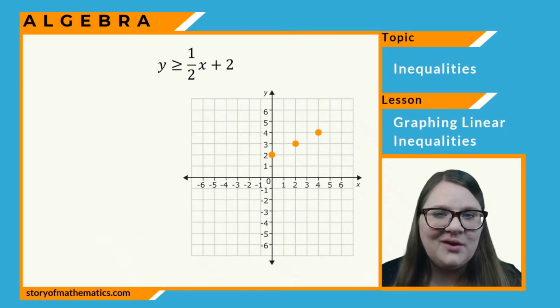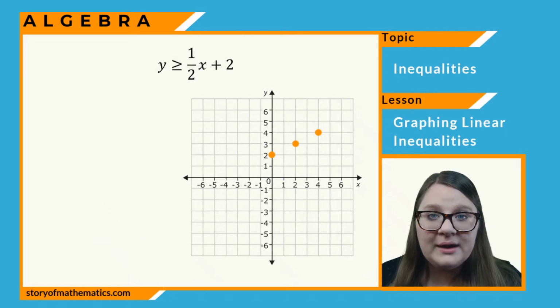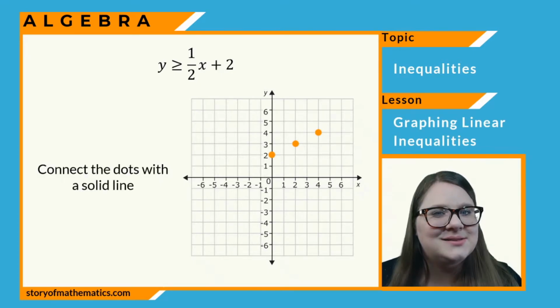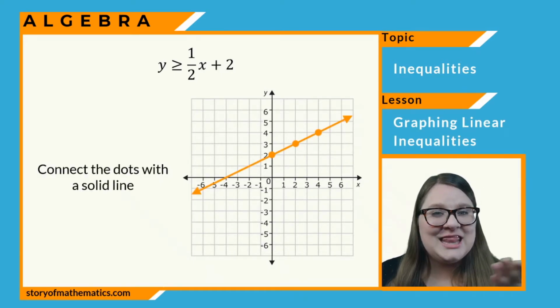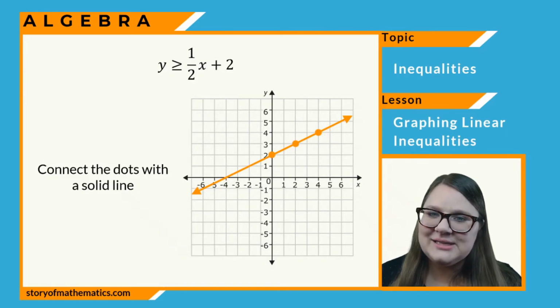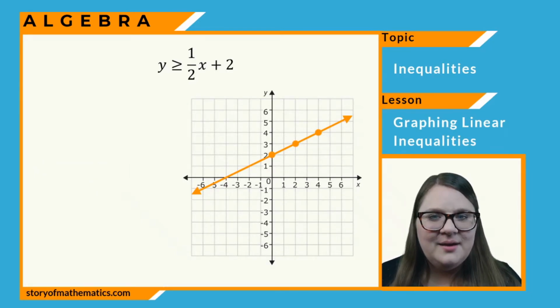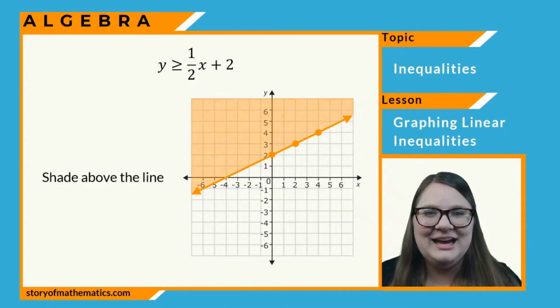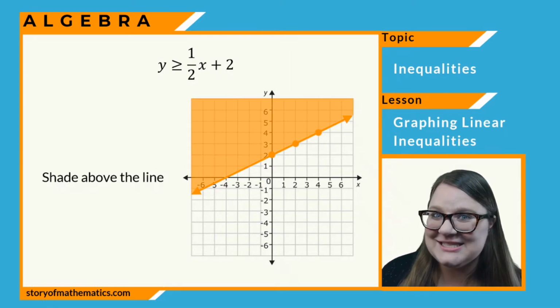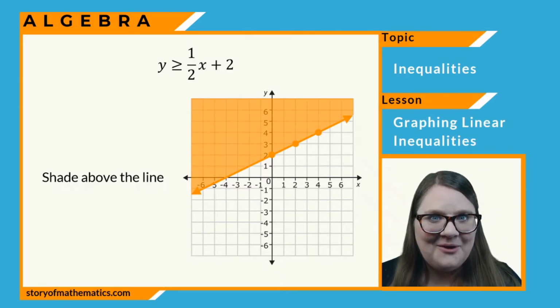Then I look at my inequality symbol. It's greater than or equal to. So I'm going to use a solid line to connect my dots. That means that it will look like this. Now, I'm not quite done though, because I still need to shade. Because it's greater than or equal to, I'm going to shade above the line, and it will look like this. And that is graphing that inequality.